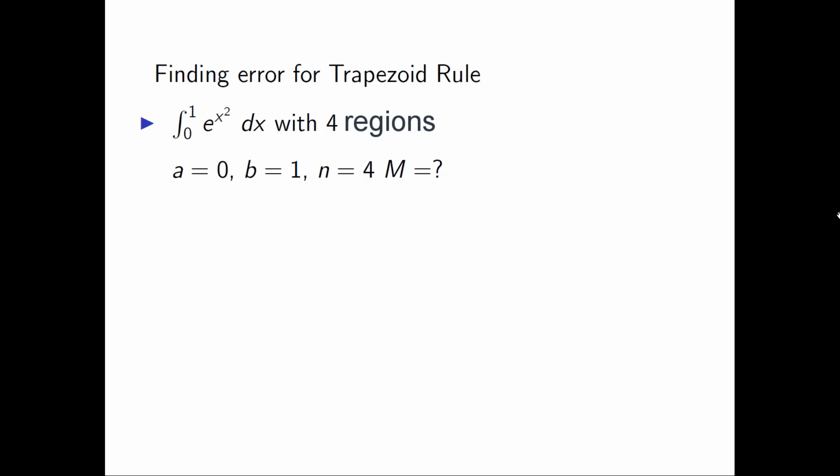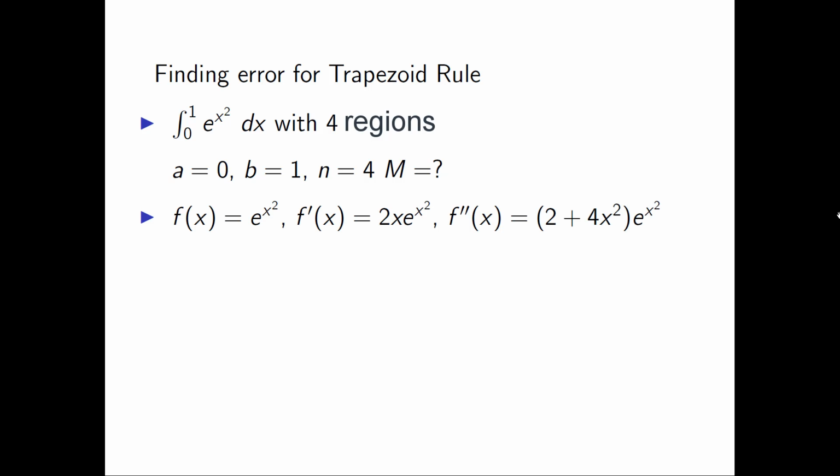Okay, and we'll just apply this to find the error for the trapezoid rule on the example we've been looking at. So what we've been looking at is e to the x squared with 4 trapezoids, 4 regions. Well, our a is 0, our b is 1, our n is 4, because we have these 4 trapezoids. Well, what is our M, though? M isn't straightforward. We have to actually do some calculations to find that.